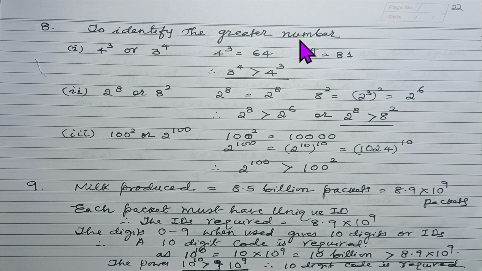Now to identify the greater number, 4 raised to 3 or 3 raised to 4. 4 cubed is 64, 3 raised to 4 is 81. Definitely 81 is greater than 64, that means 3 raised to 4 is greater than 4 raised to 3.